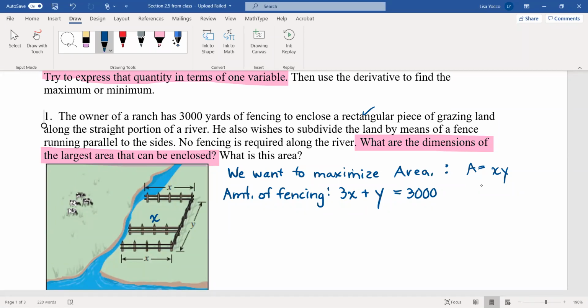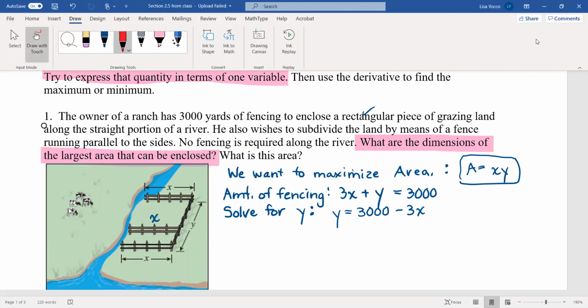So what I'm going to do next is solve that equation. You can solve it for either variable. I'm going to solve it for y because that's easier. All I have to do is just subtract 3x. So y equals 3,000 minus 3x. This is the equation that we need to work with because that's the quantity that we want to maximize. So what I do from here is I take this expression that I just solved for y and substitute it in the area equation.